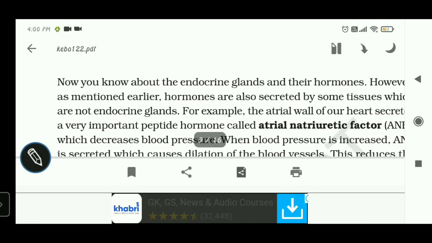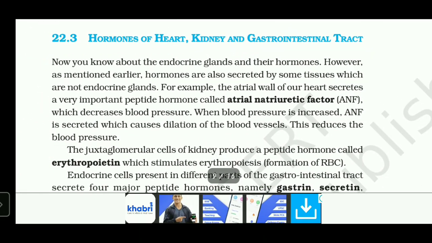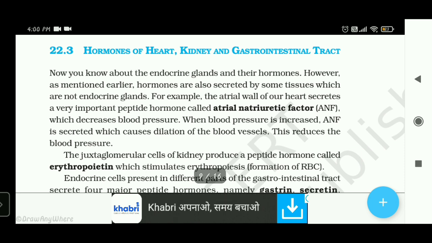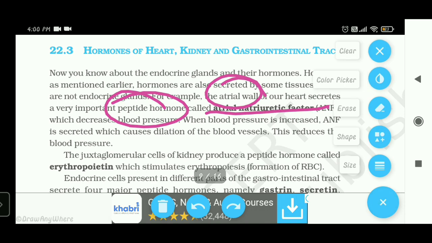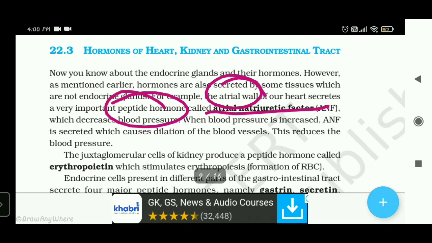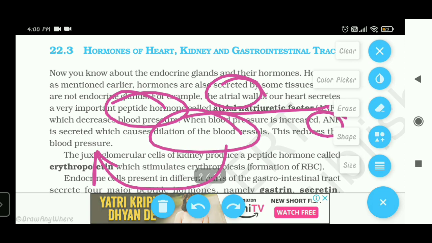Okay, next we have the hormones of, like in the starting of the video chapter, I have already told that there are some organs which also secrete some hormones, like we have the heart. The atrial walls of heart secrete an important peptide hormone which we call ANF, atrial natriuretic factor, and the work of this is to reduce the blood pressure. When the blood pressure is increased, it will secrete, and it will cause the dilation of blood vessels, which will lead to the reduction in the BP.